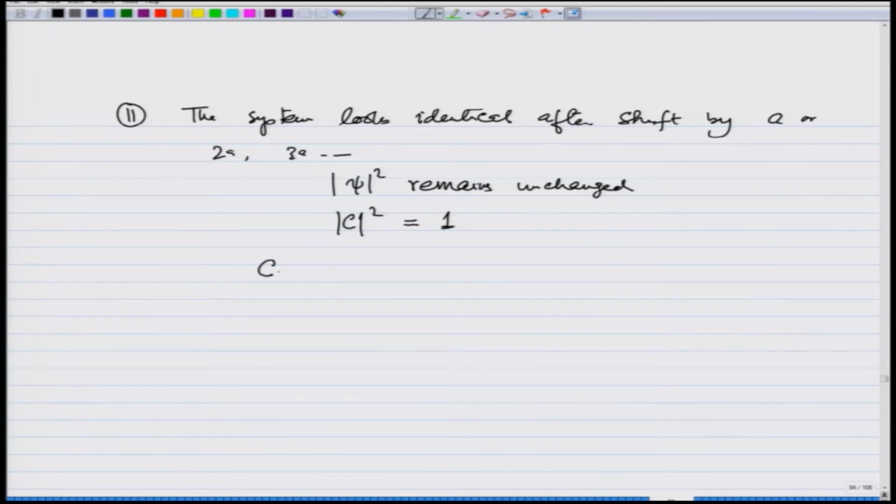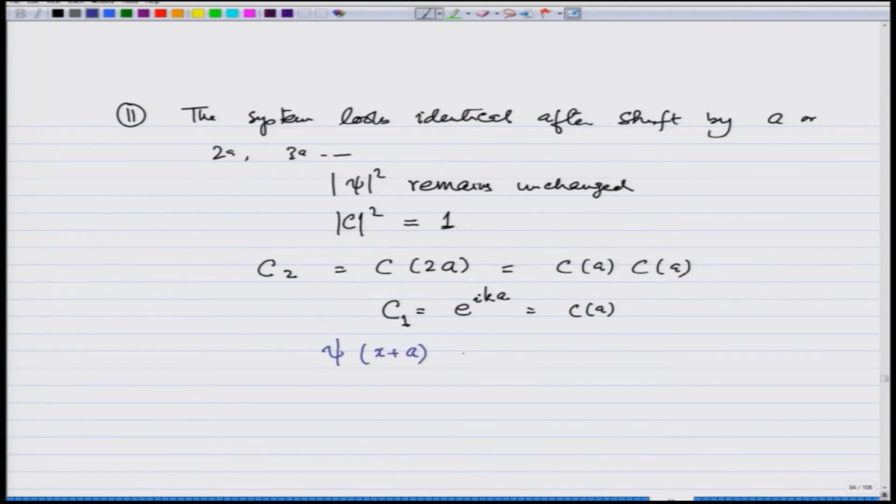So, I have C 2, which is represented, let us say, by C(2a), shift by 2a, is equal to C(a) C(a), and modulus of each is the same, and therefore, the only choice I have is to write C as some e raised to i k a. C 1, which is C(a), satisfies both the properties, and therefore, I am going to have psi, if I shift by a, equal to e raised to i k a psi of x.